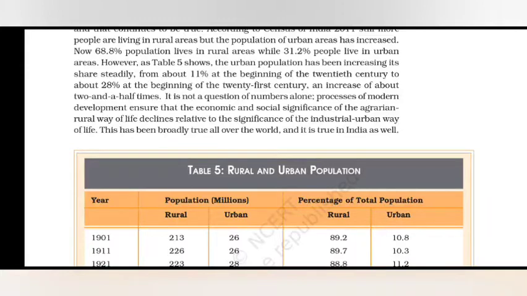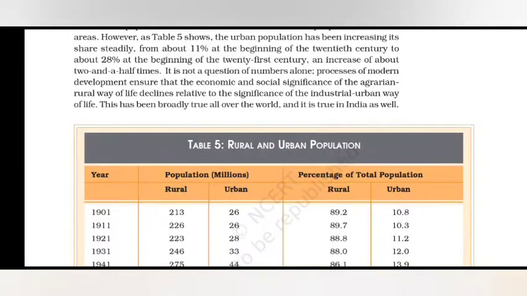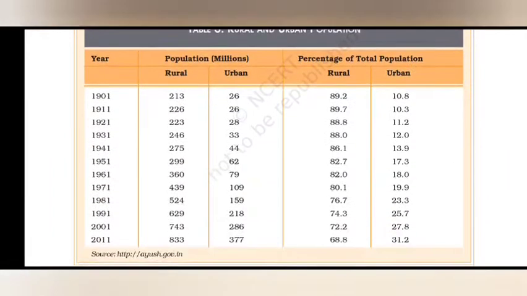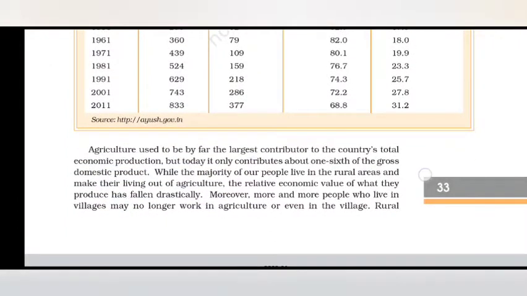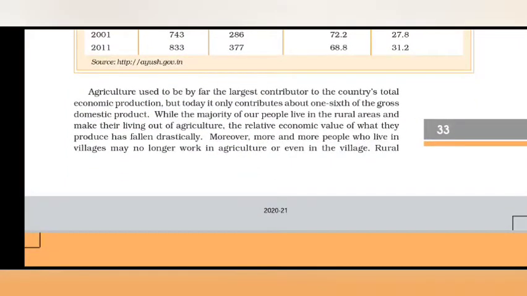It is not a question of numbers alone. Processes of modern development ensure that the economic and social significance of the agrarian rural way of life declines relative to the significance of the industrial urban way of life. This has been broadly true all over the world, and it is true in India as well. Agriculture used to be by far the largest contributor to the country's total economic production, but today it only contributes about one-sixth of the gross domestic product.